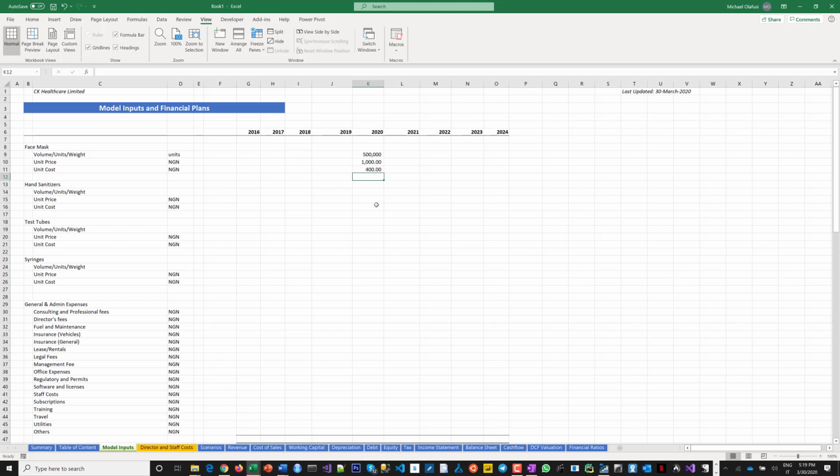Okay, and for now we are not going to change this too much, except that we'll say maybe in year 2020 they feel they'll be able to bump up the price a bit to 1,200, and then maybe by this year they suspect the cost of production would have gone up.